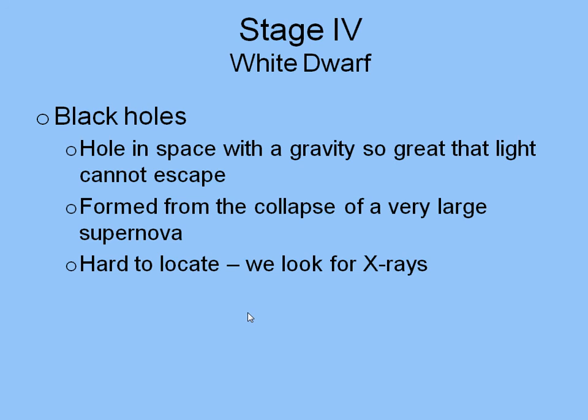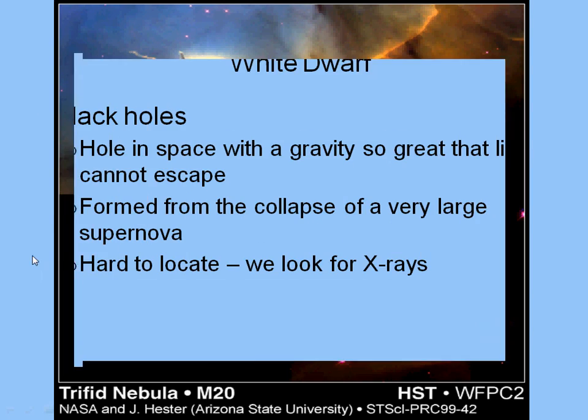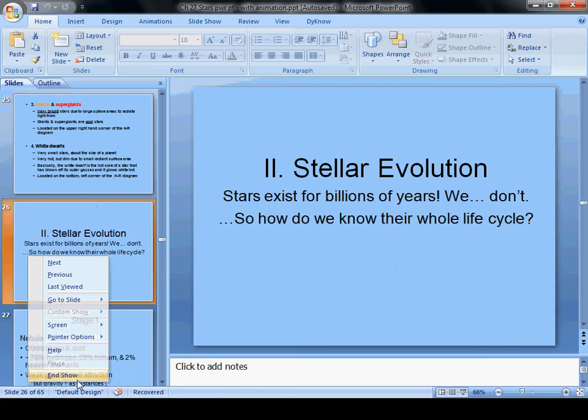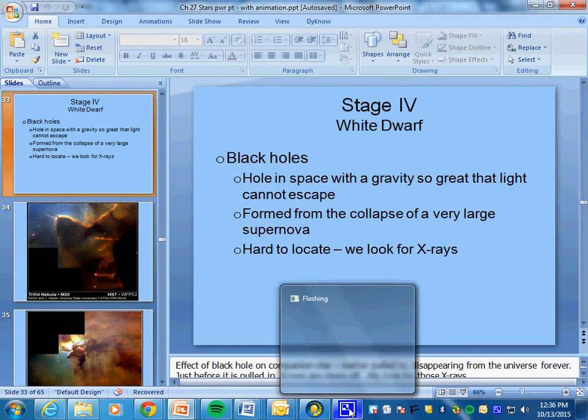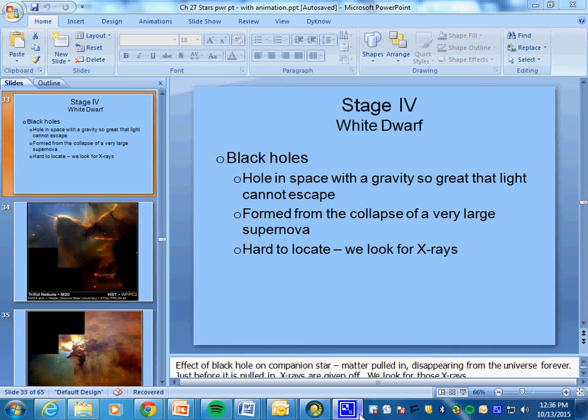Basically what happens is they collapse upon themselves. That is a star that's collapsed upon itself. The gravity is so great, it is a black hole. Nothing can escape from it with the exception of X-rays. So to look for a black hole, we look for X-rays. I'll stop here, and then we'll pick up here tomorrow.